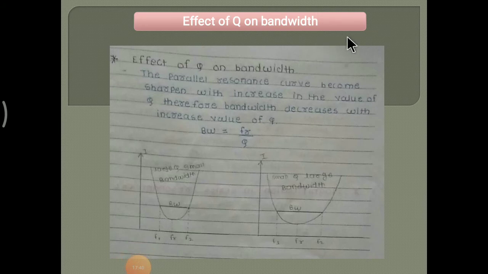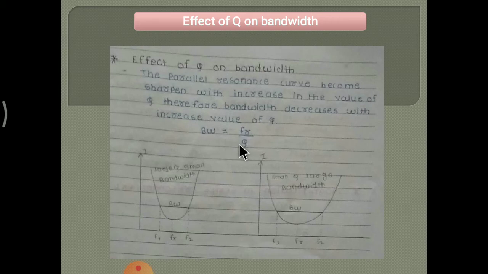Effect of Q on bandwidth. The parallel resonance curve becomes sharpened with an increase in the value of Q. Therefore, bandwidth decreases with an increase in the value of Q. Bandwidth is equal to Fr upon Q.